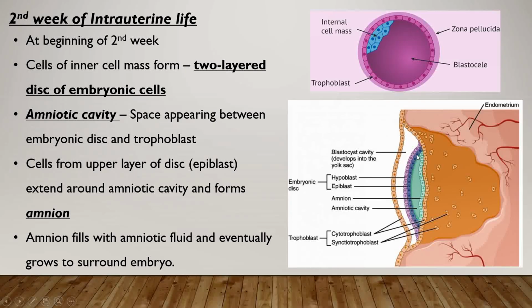And here there is the appearance of one cavity which is known as the amniotic cavity, which is present here between the epiblast and the amnion. So the cells from the upper layer of the disc, which is known as the epiblast, these cells which are covering the amniotic cavity are known as amnion. They are forming the amnion. The amnion is filled with amniotic fluid, and eventually the epiblast is going to become the embryo.